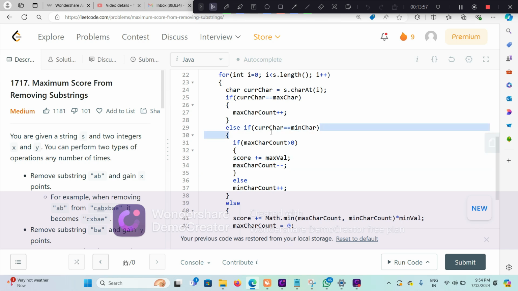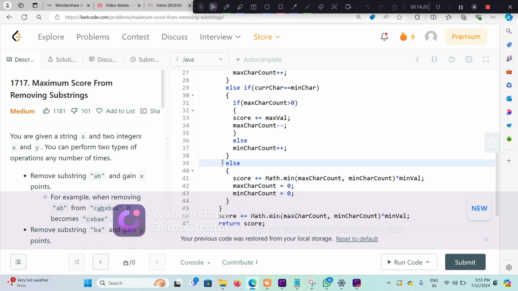of max char count because we have already used it for this score updation, right? Otherwise, if this is also not the case, that means this is some other character, right? So what we are doing, else min char count plus plus. See here, so whenever current char equals min char, in that case, if max char count is greater than 0, then only we are updating. Otherwise, we are just increasing the min char count. Okay. So now, if none of them is possible, that means in else we are going when this is a different character, neither A nor B. So in that case, we are using that same formula, score equal to score plus min of these two counts into min value. Okay, because now min values are only left.